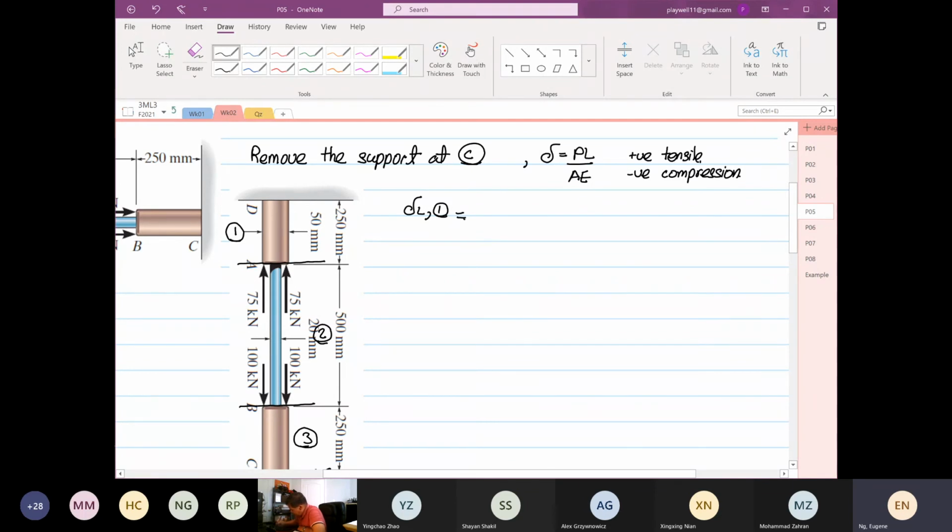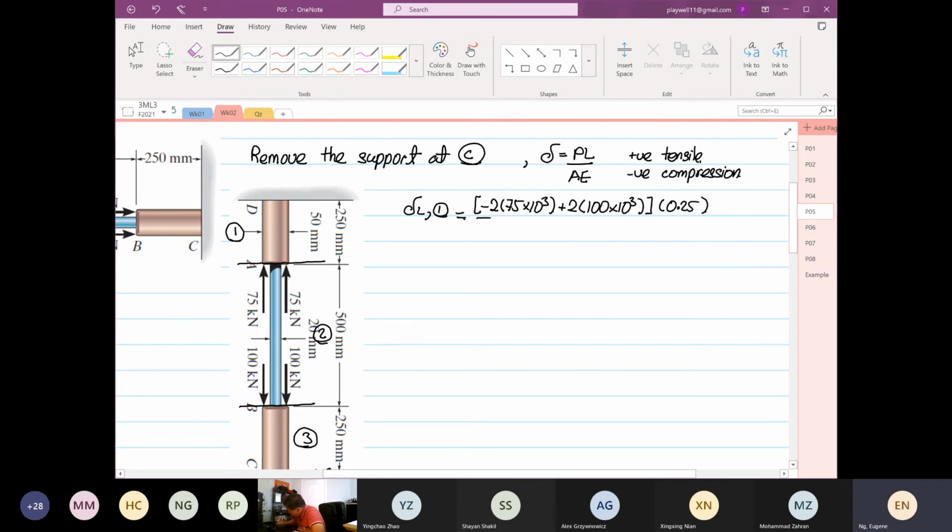So now we have minus twice 75 times 10 power 3, because on section 1, the 75 is going to induce a compression. And then plus twice the 100, which is going to induce a tensile. So that is my force. Then the length is equal to 0.25.